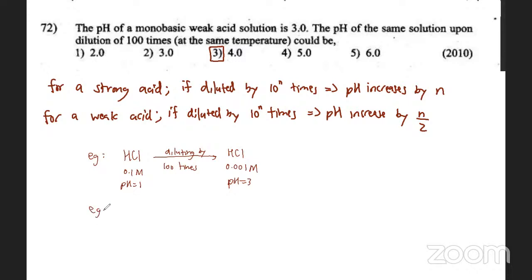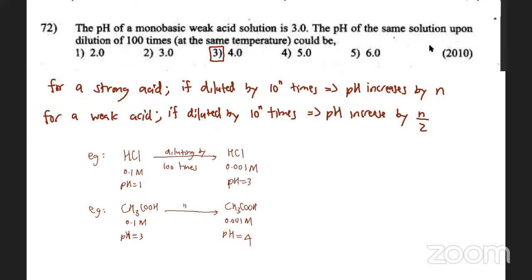But on the other hand, if you have an acetic acid solution, let's say CH3COOH, it is 0.1 M, the pH of that could be 3. Let's say 3. It has a pH of 3, and then you dilute it by 100 times, and the acid concentration will become 0.001 M, but pH will not increase by 2, it will rather increase by 1. It will become 4, because we are diluting by 100 times.